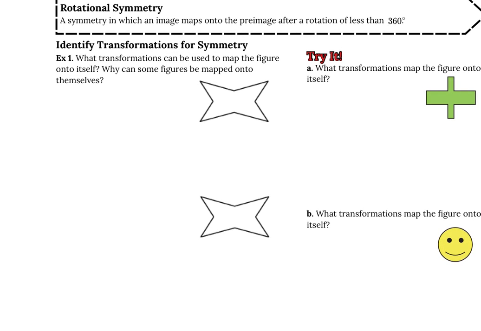Okay, example 1. What transformations can be used to map the figure onto itself? Why can some of the figures be mapped onto themselves? Okay. So our first image here. Okay, so first we're going to look at reflection. Okay, so reflectional symmetry, we're reflecting it over a line.